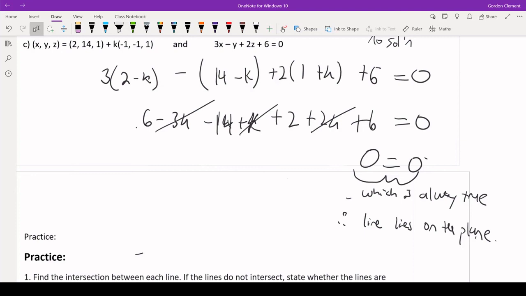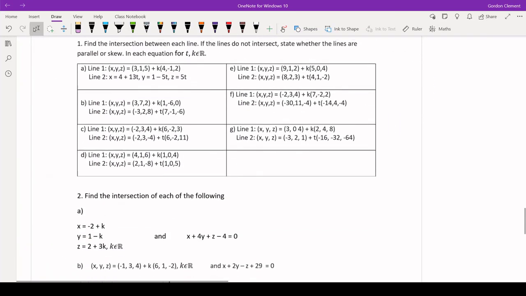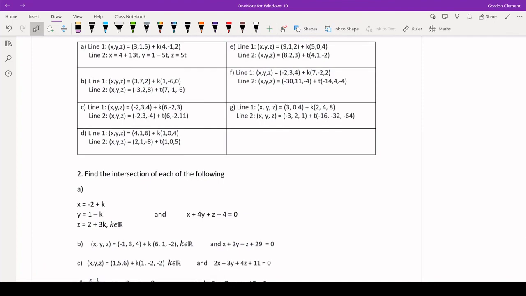So you choose whether you want to do the dot product method or just plug in and see if you get a number equals 0 versus 0 equals 0, and just remember which one's which. Totally up to you. So lots of practice for this one, I'm sure. So yeah, we'll get at that.